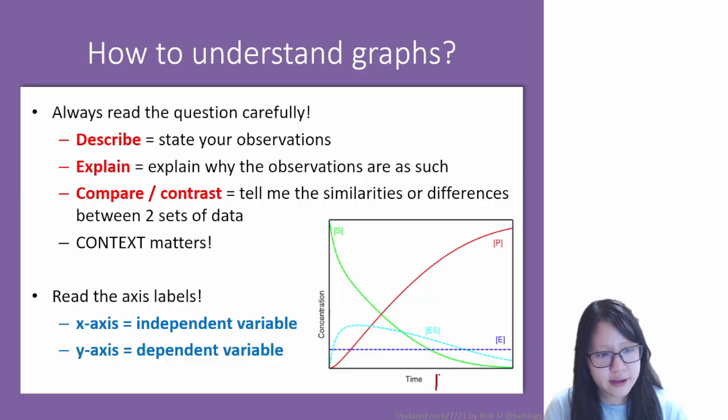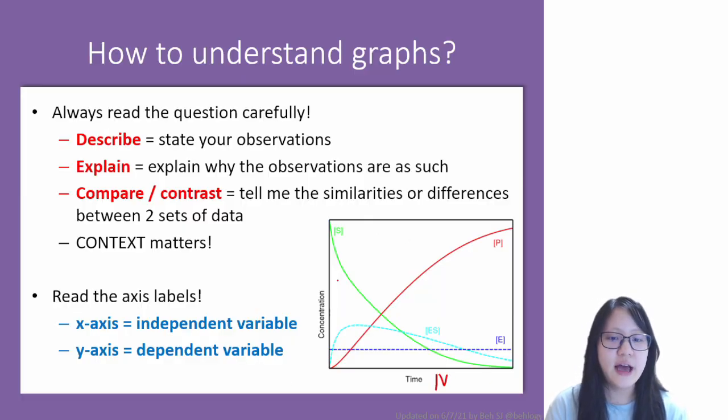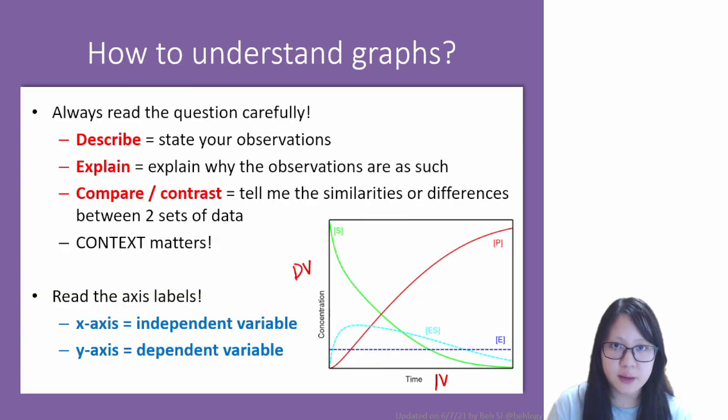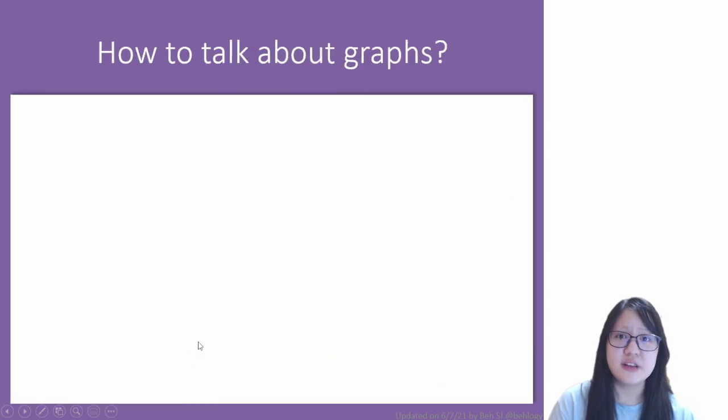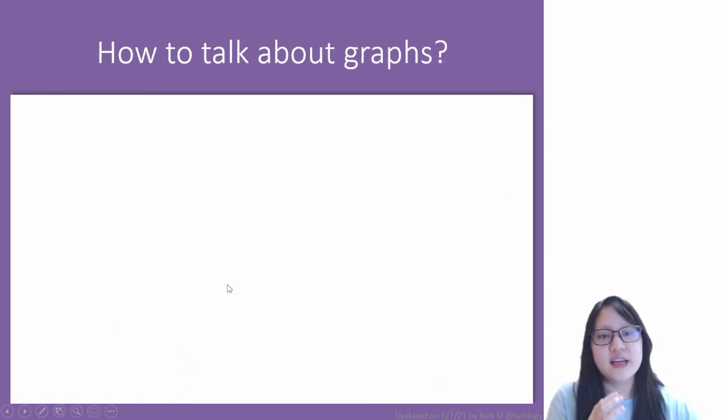So time is actually the independent variable, it's on the x-axis, and the y-axis usually is the dependent variable. So in this case, it's concentration. So you are seeing how concentration changes over time. Reading the axis labels is so important. There are so many graphs with the same shape, but different axes, which changes the meaning completely. So don't assume, read carefully and read the axis labels, and always remember the x-axis is the independent variable, the y-axis shows you the dependent variable. Okay, that's how to understand it.